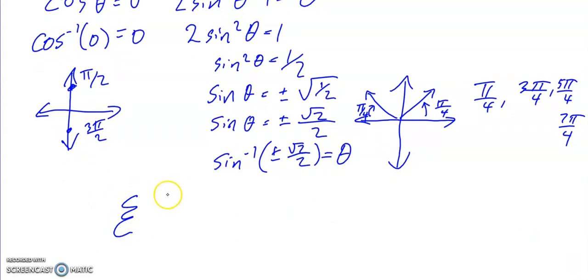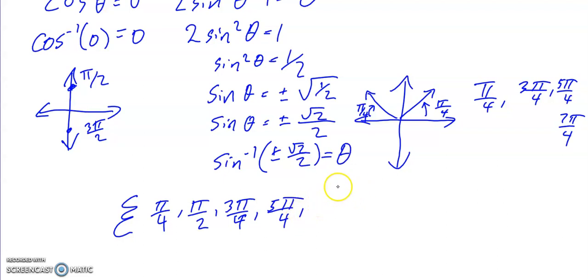So when we write our answer in our number set, we're going to write them from least to greatest. So pi over 4, pi over 2, 3 pi over 4, 5 pi over 4, right here 3 pi over 2, and 7 pi over 4. And you use a brace, not a parentheses, and this can always be verified by graphing.